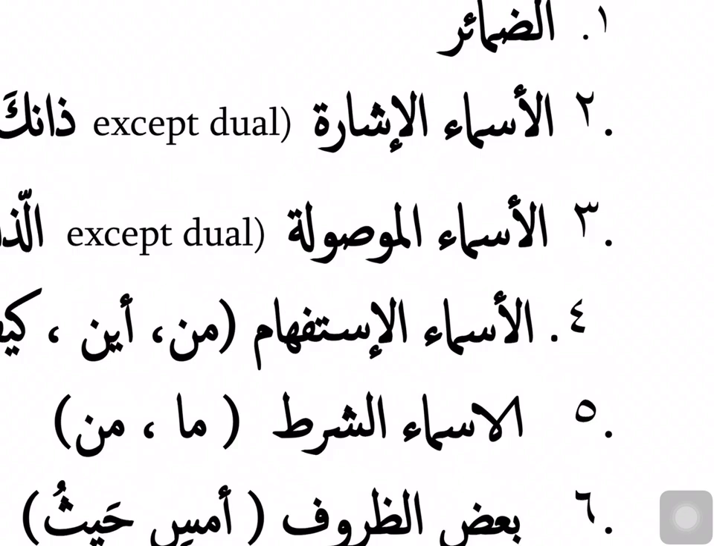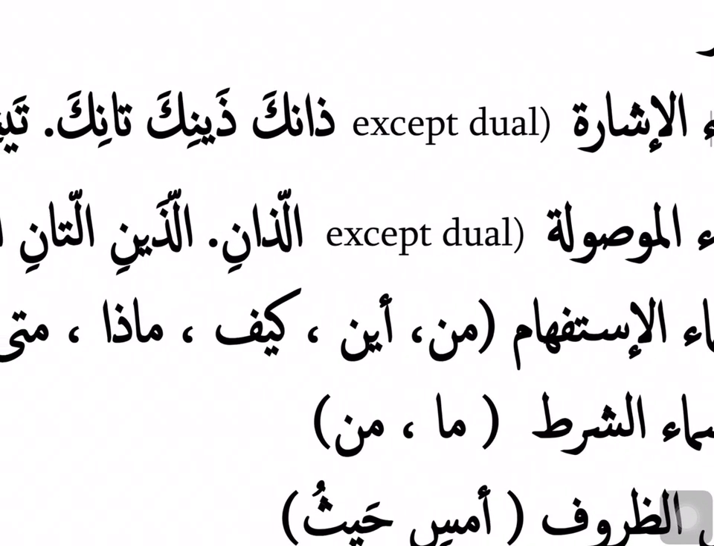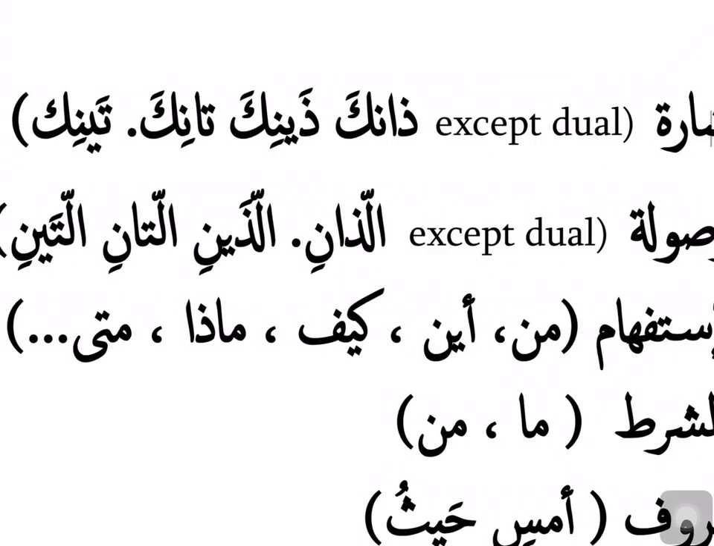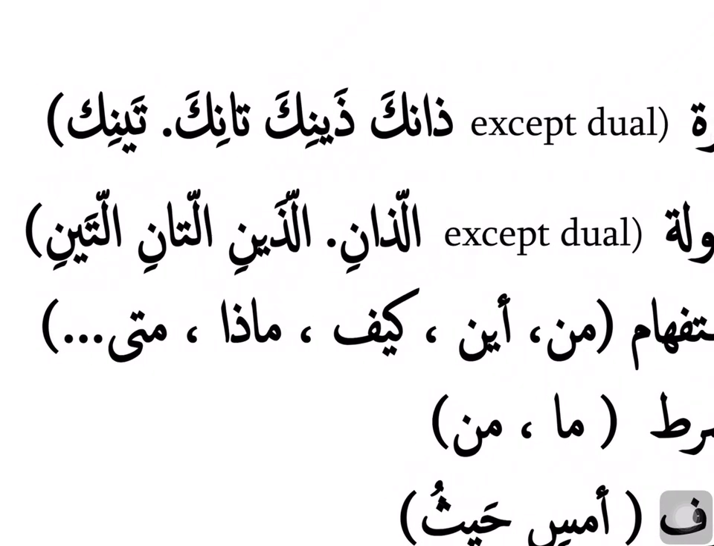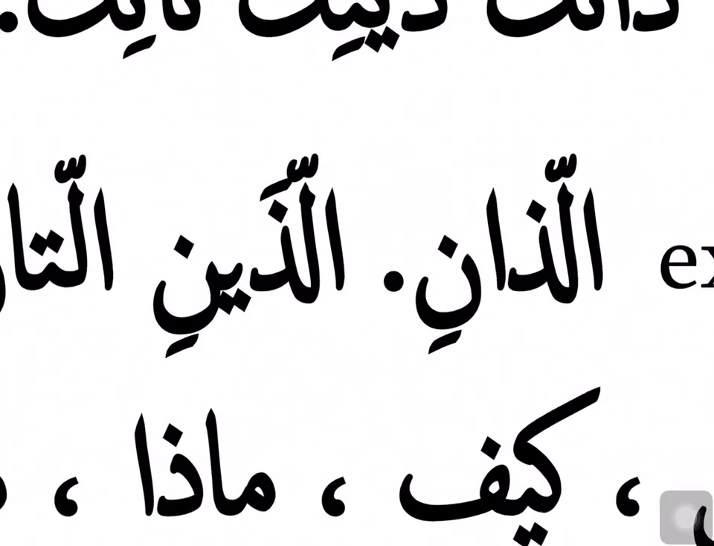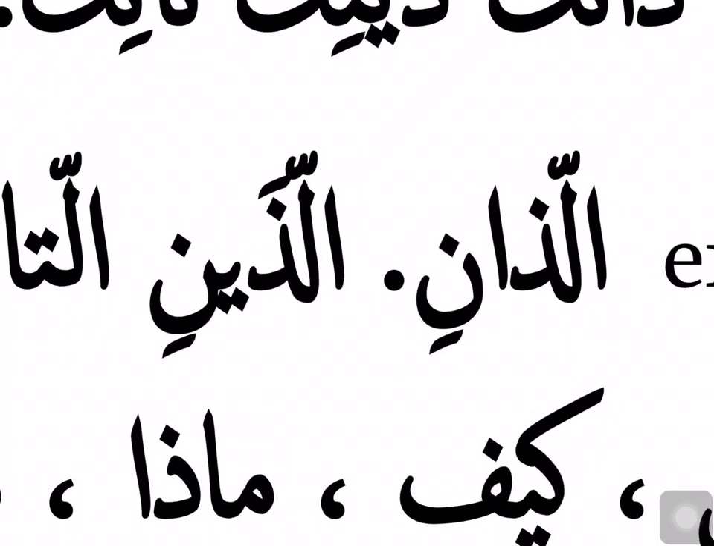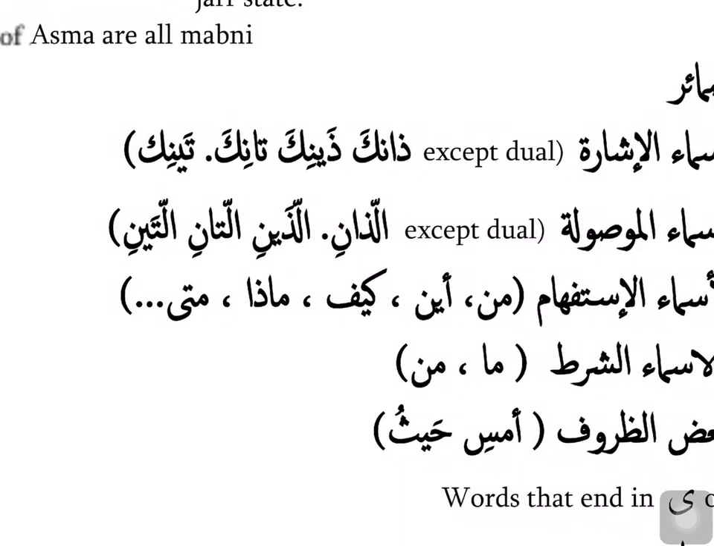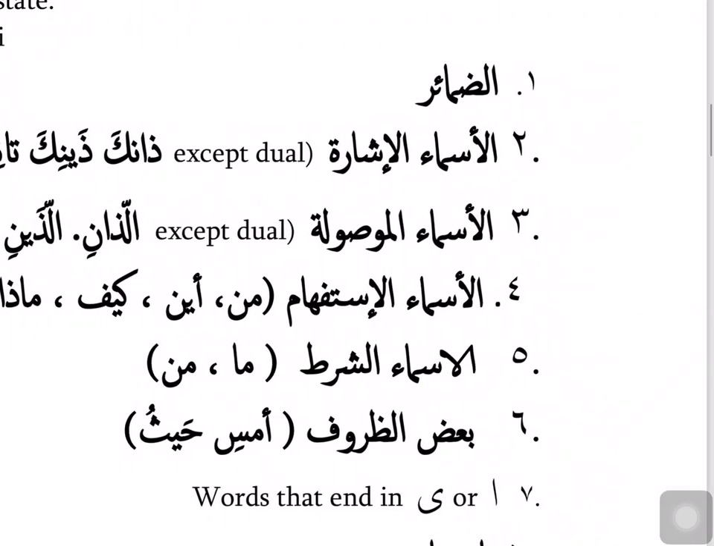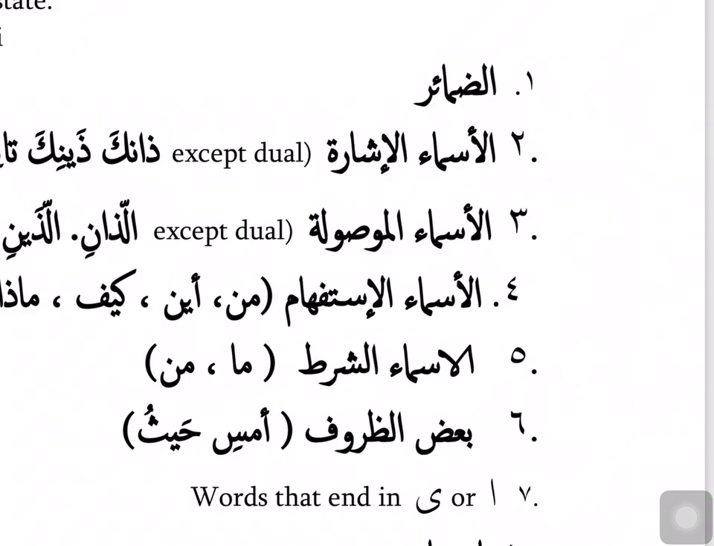The third category of mabni ism are all the asma'ul mawsula. These we just looked at the table, we didn't study them. So these again, they are mabni except their dual. So alladhi and alladhina, allati and allati are mabni. But the dual versions, alladhani, alladhaini, allatani, allataini, they are mu'rab. Again, you are seeing the ani, aini endings. These are mu'rab, but the other version, the singular and plural, they are mabni.